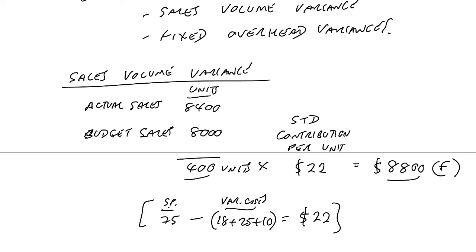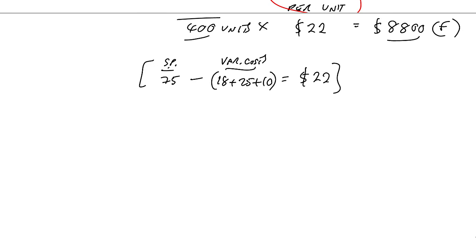So, I don't think a lot to remember there. It's the same workings, but with absorption costing, it's standard profit per unit. With marginal costing, it's standard contribution per unit. All right, so that's the first change, the sales volume variance. The second and the only other change is the fixed overhead variance.